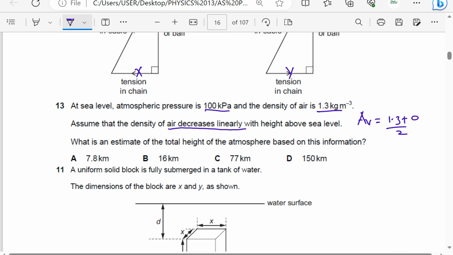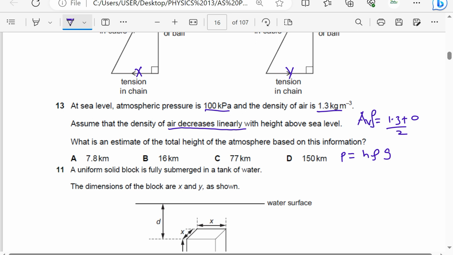Let's say we reach a point where the density gets to 0, so that is the average density. And then we want to find the estimated total height. We know that pressure is equal to height times density times g, but we shall take the average density in this case.